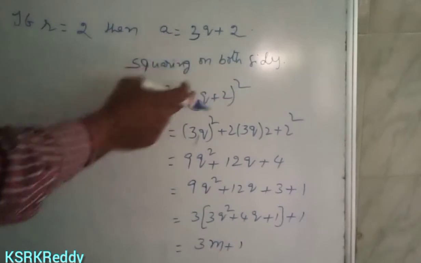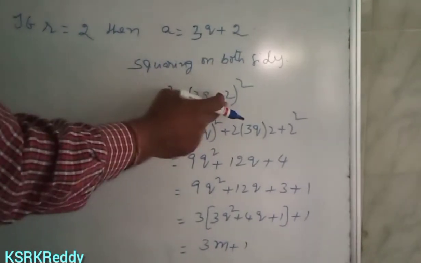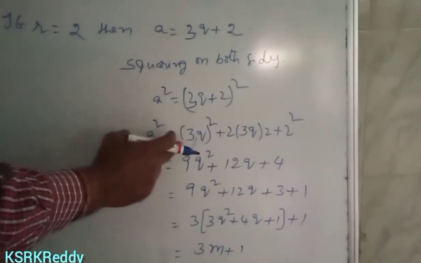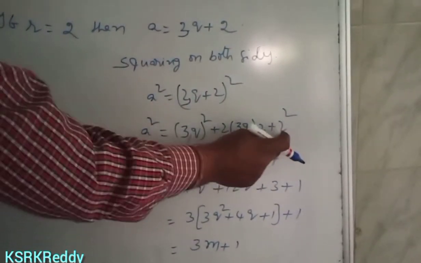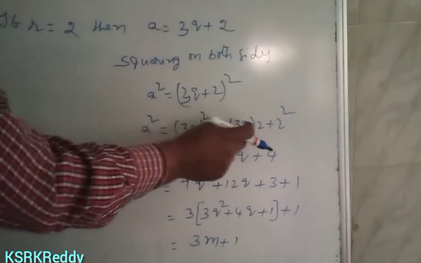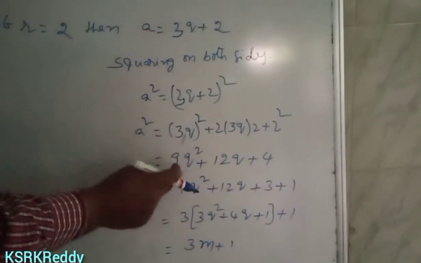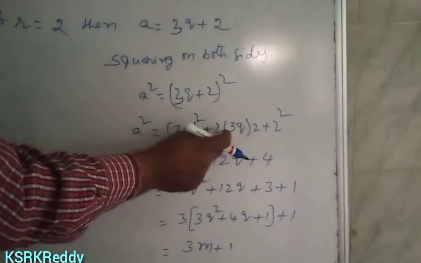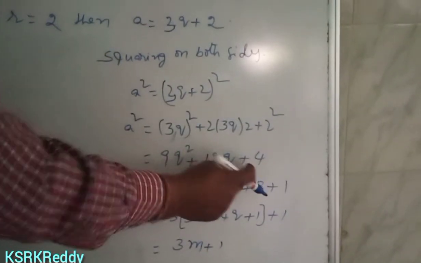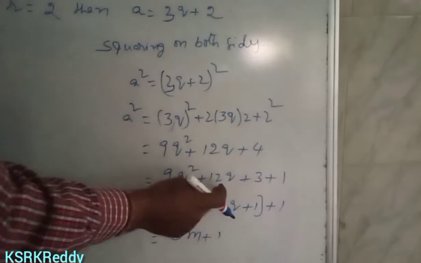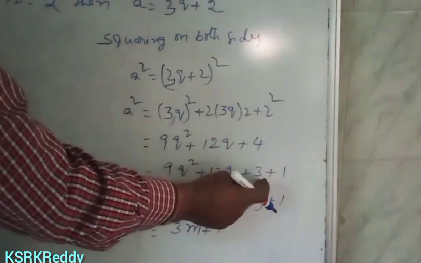Squaring on both sides, a square is equal to (3q + 2) whole square. (a + b) whole square means a square plus 2ab plus b square. That is equal to 9q square plus 2 times 3 times 2, which is 12, into q, 12q, plus 4. So a square is equal to 9q square plus 12q plus 4, which is written as 3 plus 1.